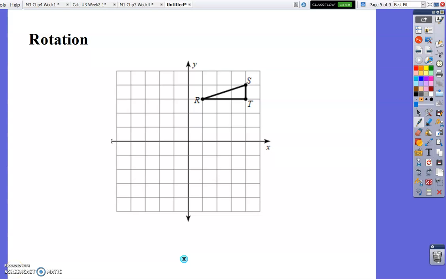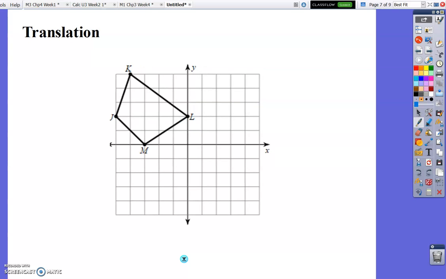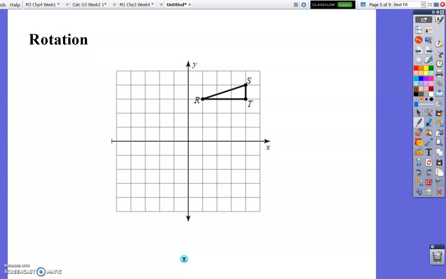So in this video, we're going to be discussing rotations, reflections, and translations. Now we've gone through all these before. We're going to just practice what we need to do. So in order to correctly perform a rotation, I need a point to rotate around, and a direction, and an angle of rotation.